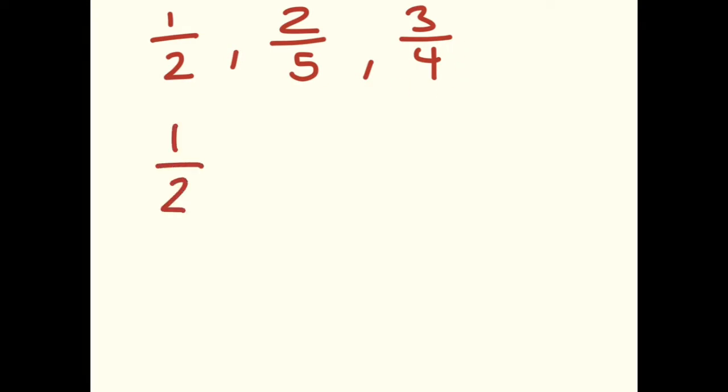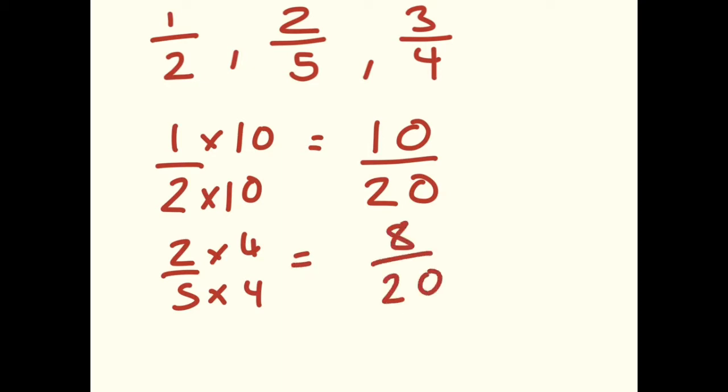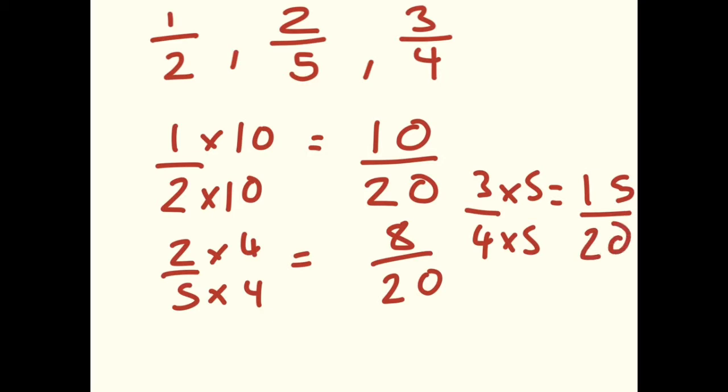For 1/2, I need to multiply the numerator and denominator by 10, which gives us 10 over 20. For 2/5, I multiply the numerator and denominator by 4, which gives me 8/20. For 3/4, I multiply the numerator and denominator by 5, which gives us 15 over 20. Now you'll notice all the denominators are the same, so we can now compare the numerators.